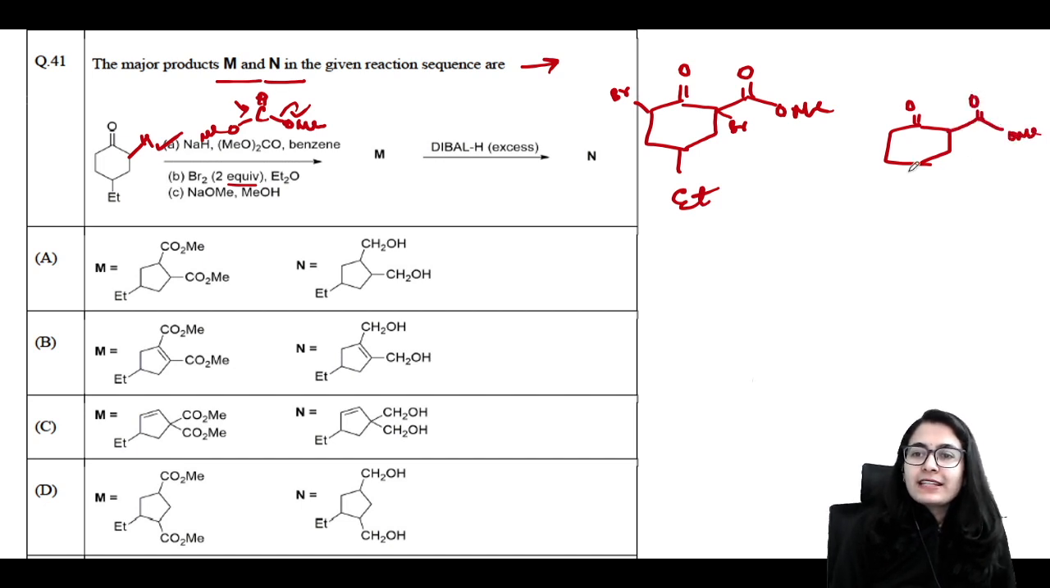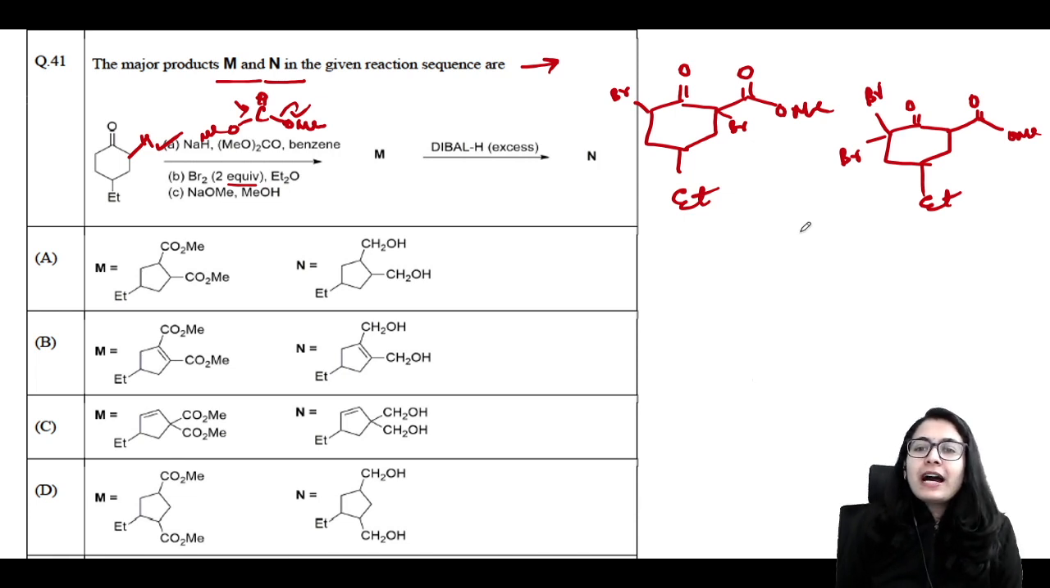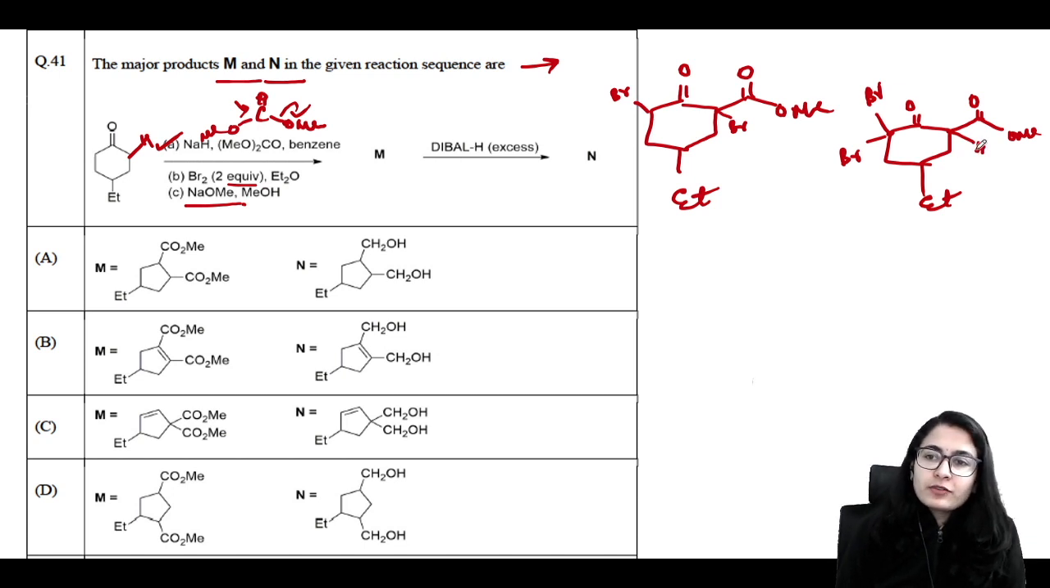So GATE is asking you questions with a little bit of selectivity that you can get confused in. All right, 2 equivalents. So either you are getting these two bromines over here or you are getting the bromines on the same carbon. Let's find out what you have. And the third option is a base. So you have a base over here like this.